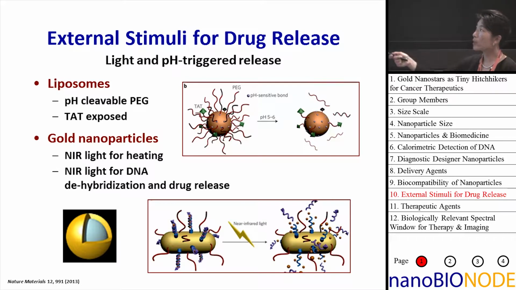The other thing that you can do is you can shine light on these types of particles, and you can heat the surface of the particle up enough that you can get dehybridization. So for example, if I have my DNA and I have these other drug molecules around, if I shine light to heat it up, then the DNA dehybridizes at the certain melting temperature, and then I've also achieved drug release.